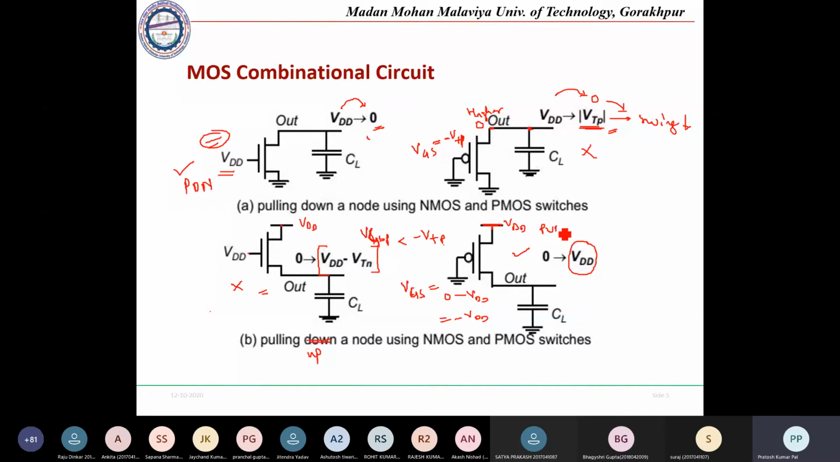One more thing: NMOS is considered to be suitable for passing a low logic. Similarly, PMOS is considered to be suitable for passing a high logic.